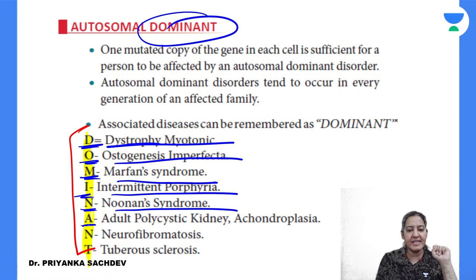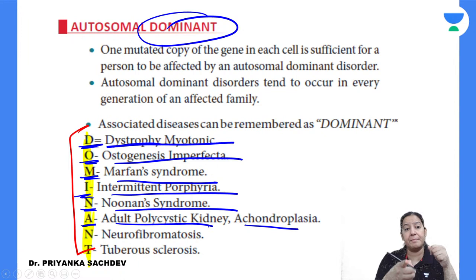A stands for two things: achondroplasia and adult polycystic kidney disease. Adult, not infantile. You know there are two types of PKD, adult and infantile. The adult one is autosomal dominant, but the infantile one is autosomal recessive. You may be knowing that. N is neurofibromatosis and T is tuberous sclerosis. So say this full form again and again.